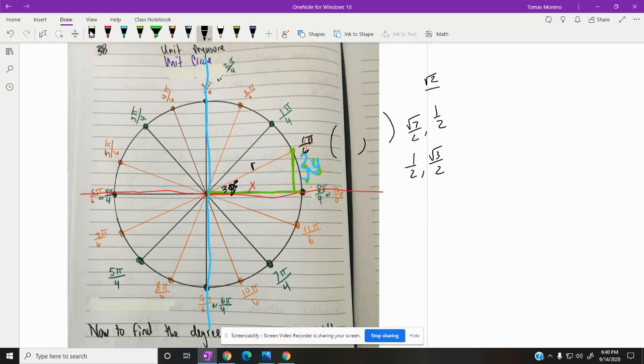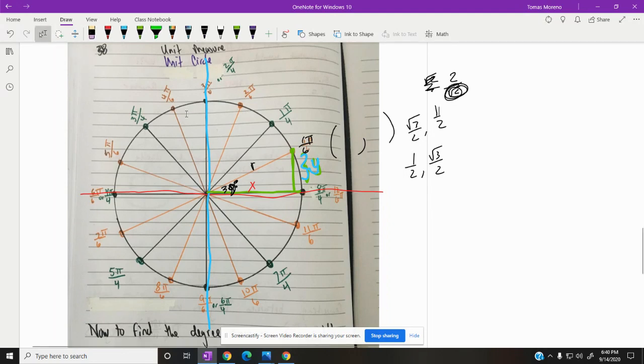Actually, maybe you'll get 2 over square root of 2, right? And remember, you have to rationalize. So I want you to do that. So this is part of the other bonus problem.